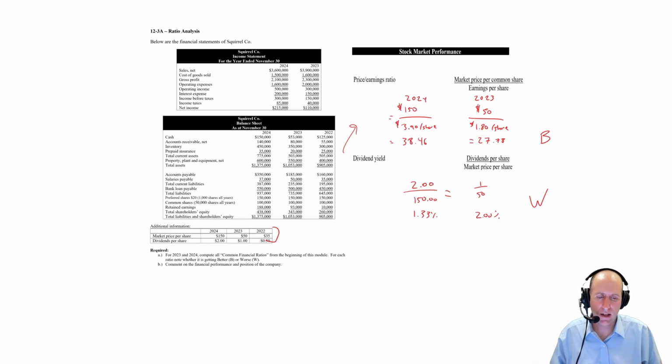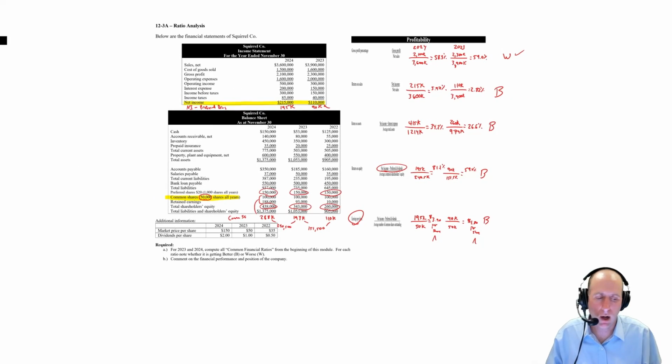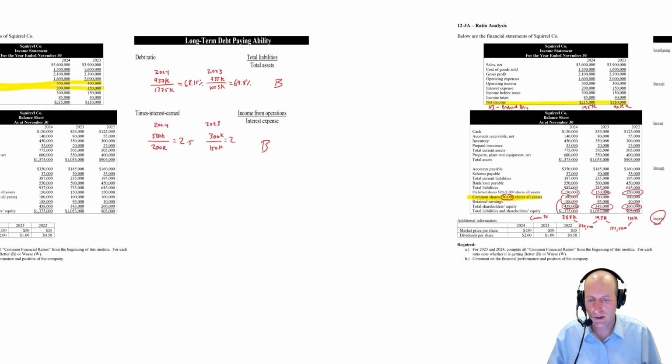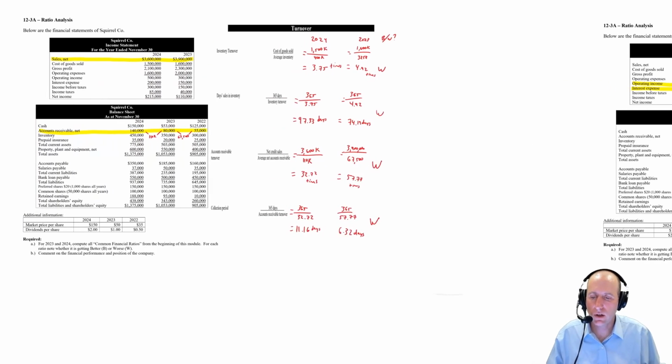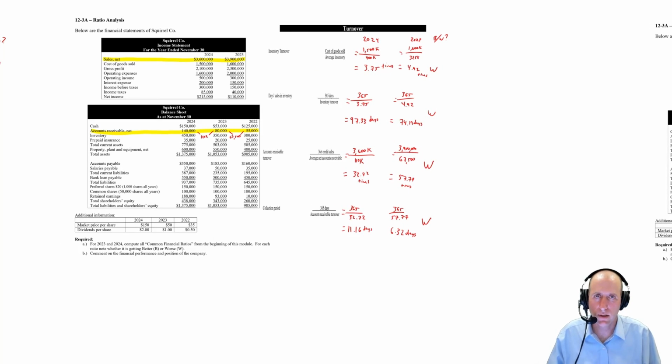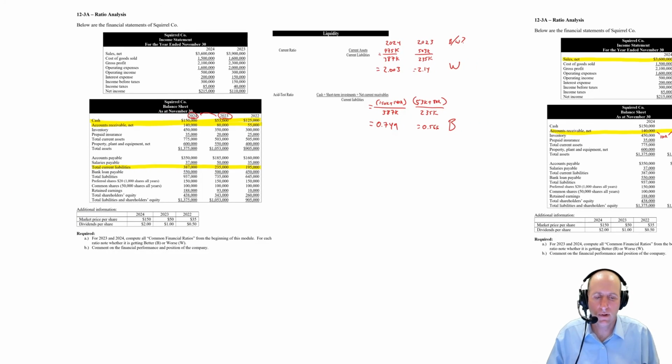So let's go back through this whole thing and evaluate the company. So stock market performance, my bias says it's better. Again, a dividend investor will tell you it's worse. Profitability, it's just way better. No doubt about that. Long-term debt paying ability, they're doing much better. In terms of internal efficiency and turnover, much worse, significantly worse. And in terms of liquidity, I would argue a little bit better. Even though it's one worse, one better, I think that the acid test ratio being much higher is more important than the current ratio being a little bit lower. So that's my view on this company.